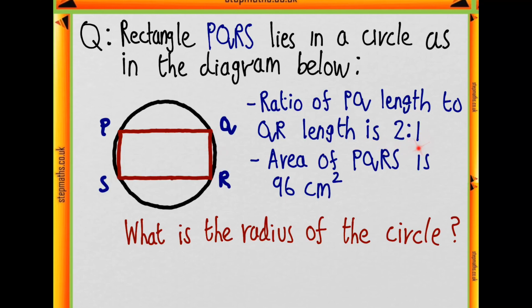And we're told the ratio of PQ, the length of that, to the length of QR is 2 to 1. And the area of this rectangle is 96 centimetres squared. The unit doesn't particularly matter here, but all of this is in centimetres. And we're asked, what's the radius of the circle?